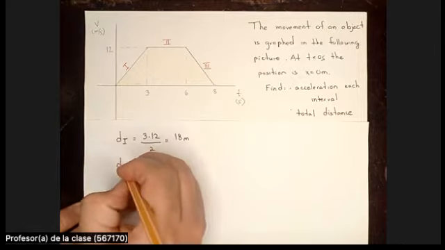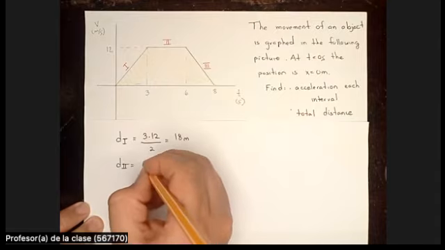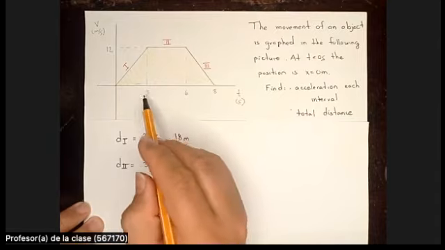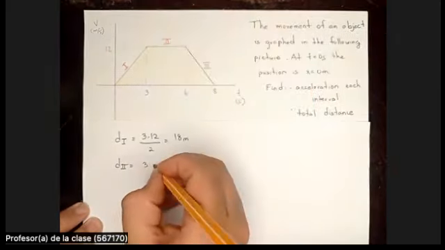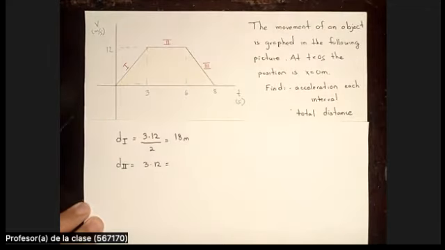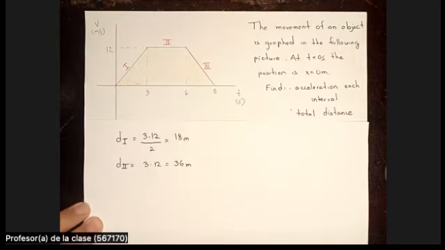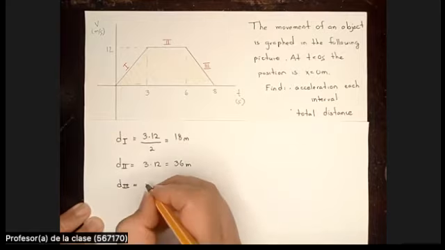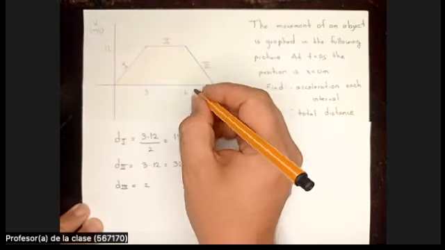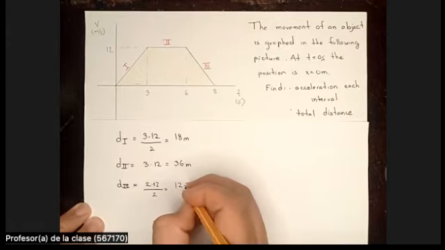Then the distance on the second interval will be, that's a rectangle, right? So base 3, because the difference between 3 and 6 is 3. Height will be 12, and that's it. It's not divided by 2 because it's a rectangle. That will be 36 meters on the second interval. And the distance on the third interval will be 2, that is the base, 12, the height, and divided by 2 will be 12 meters.